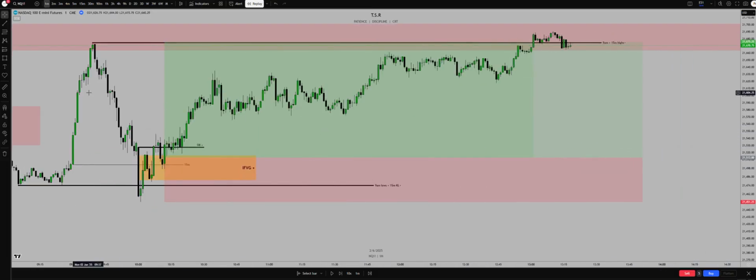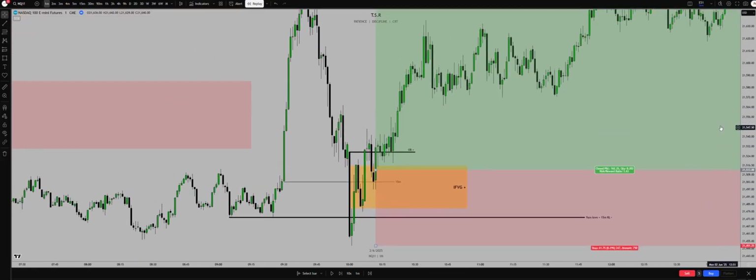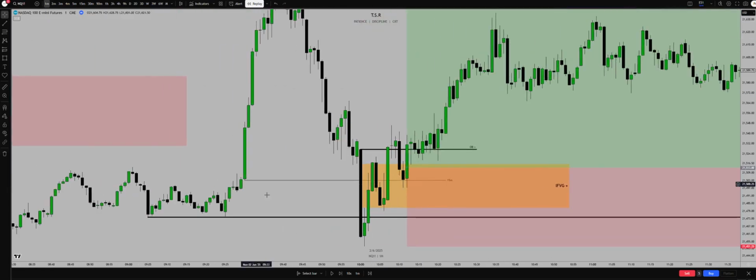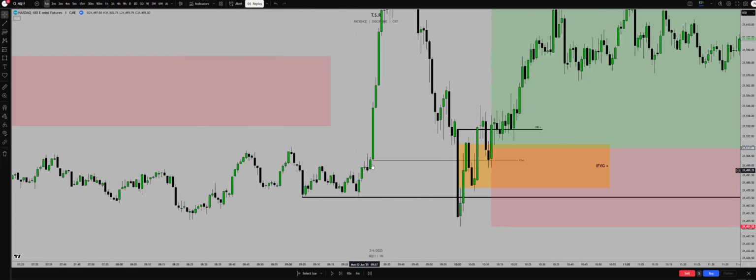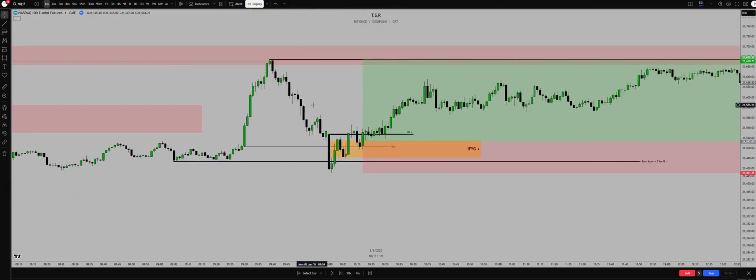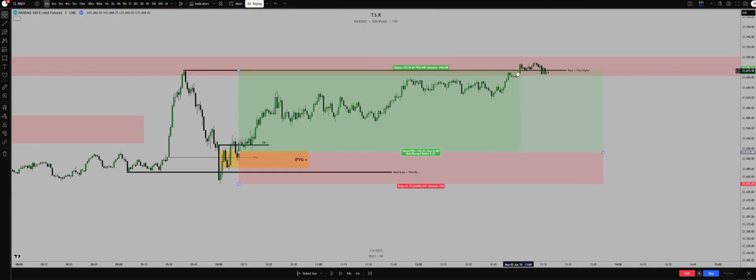All right. Now, did you get the entry here? Absolutely you did. Why did you get this entry? Well, that was confirmed here. Your entry came here as soon as price came back into that discount right here. That's the entry, and you go long with the stop at the swing low. Okay? And that's pretty much it. TP is at the highs.